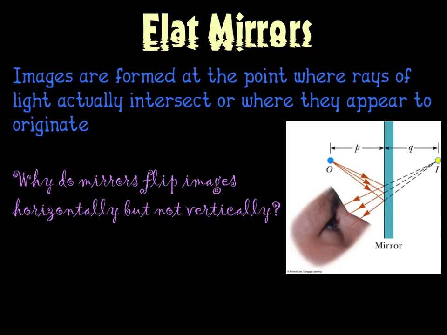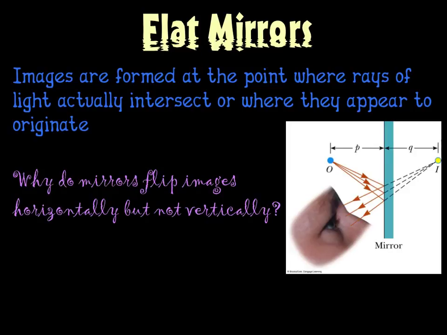Now let's learn a little bit about some specific types of mirrors. We'll start off by studying flat mirrors. Flat mirrors are the typical types of mirrors that we use. Think of your bathroom mirror or a handheld mirror. Actually, even a rear view mirror is often a flat mirror. The images that are formed in flat mirrors form at a point where rays of light actually intersect or where they appear to originate from.